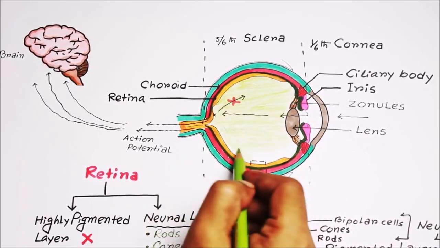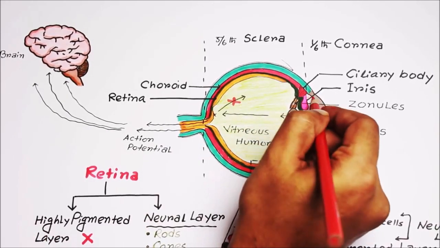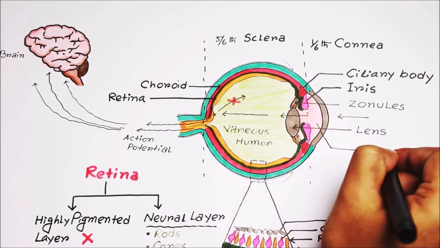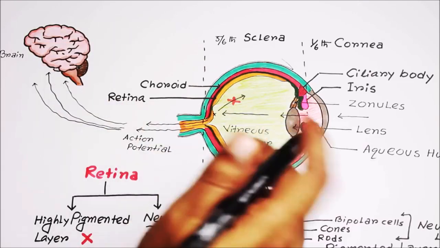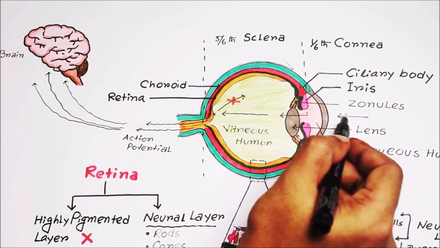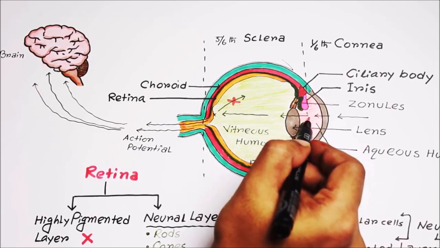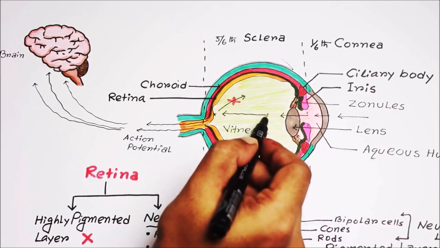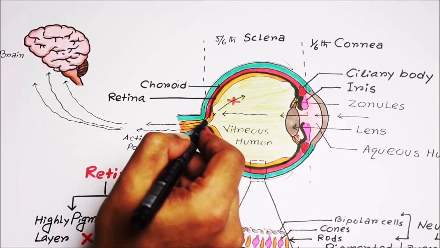Posterior to the lens and in front of retina, that is known as posterior segment, is filled with vitreous humor, while the anterior segment is filled with aqueous humor. Anterior segment is formed of anterior chamber and posterior chamber. Anterior chamber from cornea to iris and posterior chamber from iris to lens.